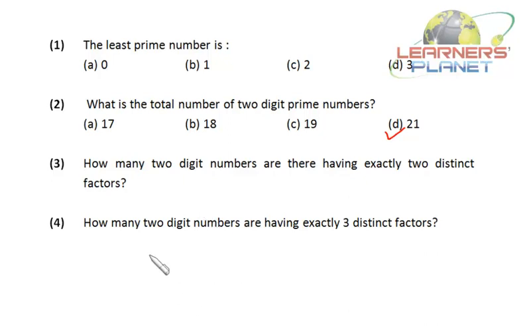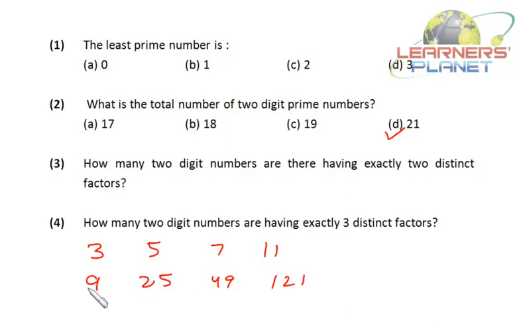Now let's see this question. How many two-digit numbers are there having exactly three distinct factors? Can you recall any concept which we have discussed in our previous session? Friends, these are nothing but the square of prime numbers. I have prime numbers, that is 3, 5, 7, 11 and so on. The square of 3 is 9, 5 square is 25, 7 square is 49, 11 square is 121.